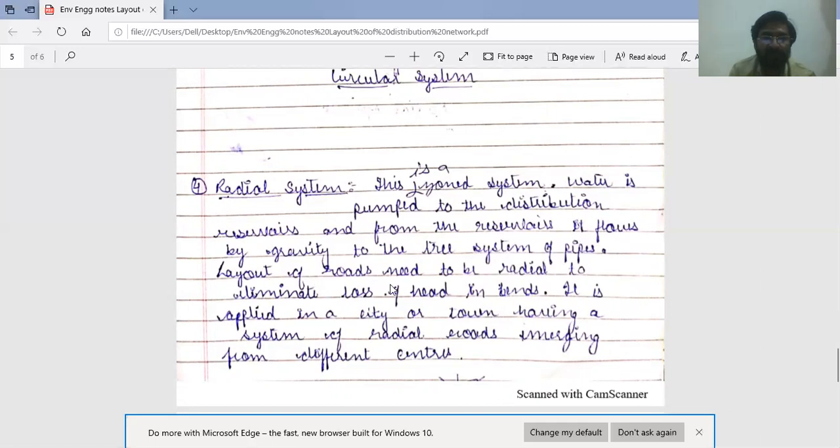Layout of roads needs to be radial, where road pattern is radial. In these places, this system is adopted. Layout of roads needs to be radial to eliminate loss of head in bends. In this system, bends are minimum. It is applied in a city or town having a system of radial roads emerging from different centers.